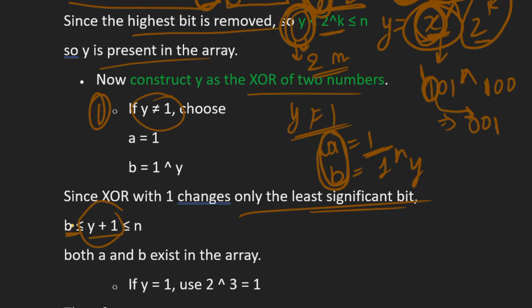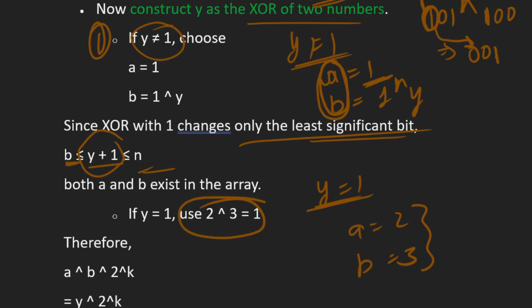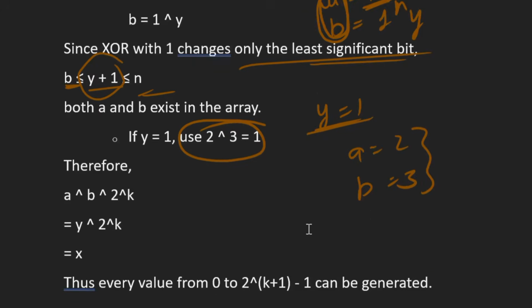Y plus 1 is greater than b and less than n, right? Now suppose our y value is 1, then we use a is equal to 2 and b is equal to 3, because 2 XOR 3 is 1, right?